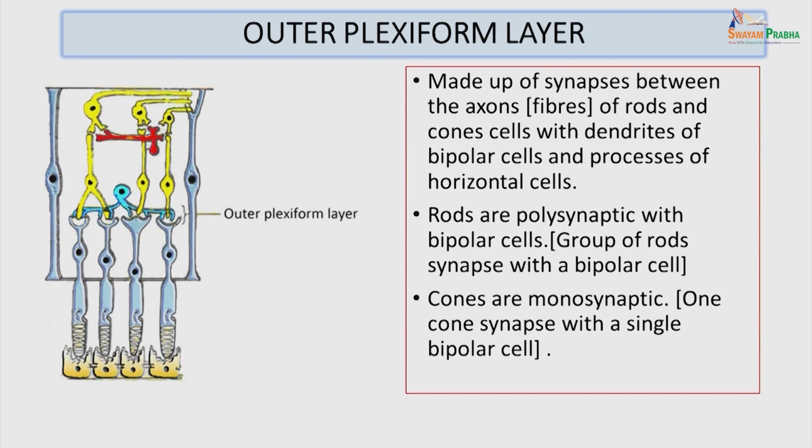Next is the outer plexiform layer. This is made up of synapses between the axons, that is the fibers of rods and cones cells, with the dendrites of bipolar cells and the processes of horizontal cells. The rods are polysynaptic with the bipolar cells, that is group of rods synapse with a bipolar cell. The cones are monosynaptic. One cone will synapse with a single bipolar cell.